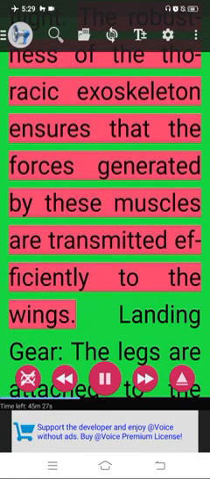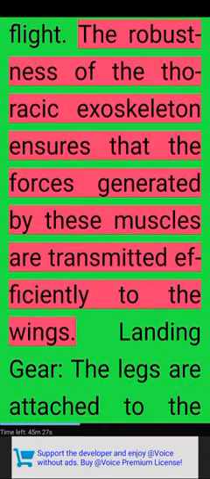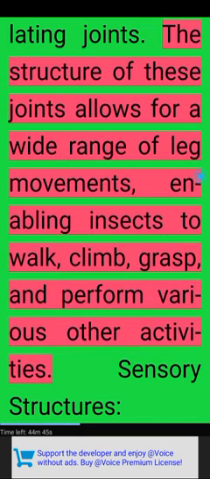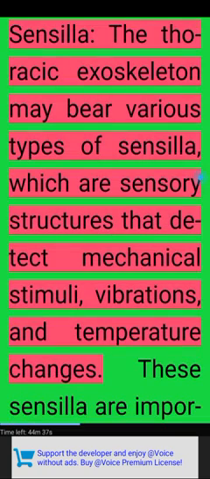The robustness of the thoracic exoskeleton ensures that the forces generated by these muscles are transmitted efficiently to the wings. Landing gear. The legs are attached to the thorax through specialized articulating joints. The structure of these joints allows for a wide range of leg movements, enabling insects to walk, climb, grasp, and perform various other activities.